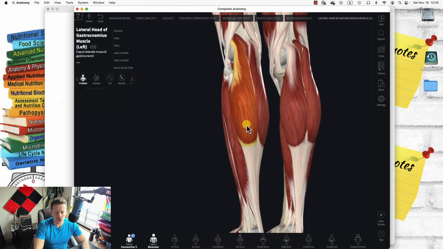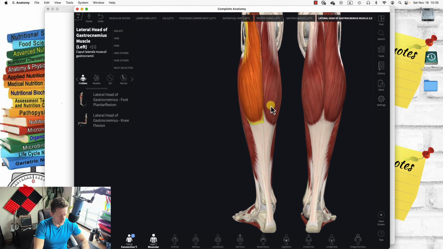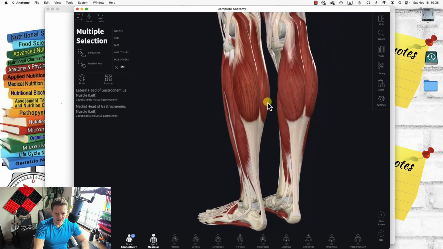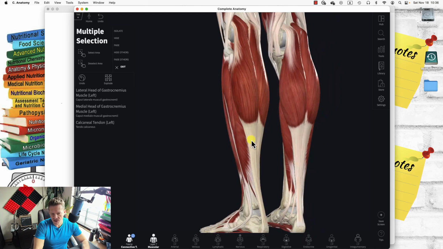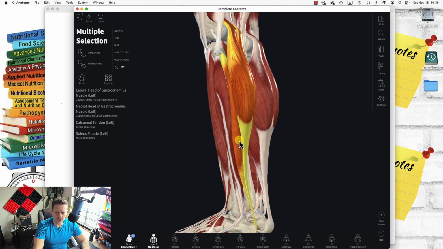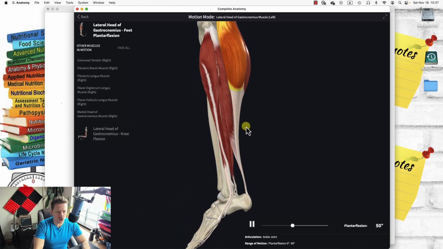So for the class 2 lever, I'm going to highlight triceps surae. That's the calf muscle, so this is gastrocnemius with Achilles tendon and soleus muscle. So this is a class 2 lever.